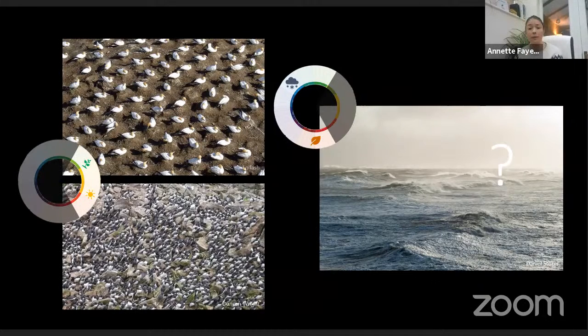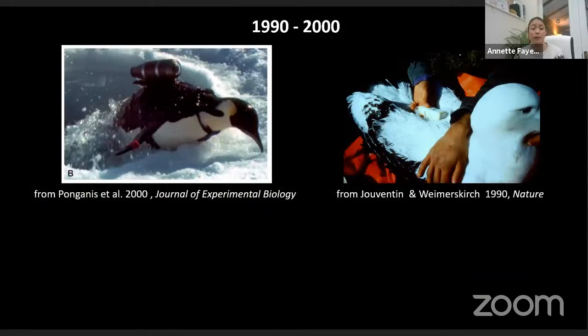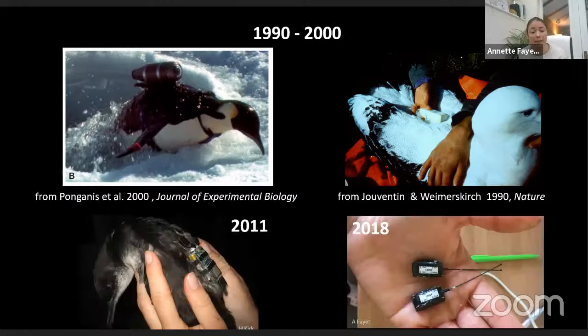So it's only with the start of tracking technology that scientists have really been able to explore and study seabirds at sea. Now, they started in the 1990s or the early 2000s, and initially the technology was huge. You can see on this penguin, these really large devices, and they could only be deployed on very, very large birds. Now, luckily, things have got better.